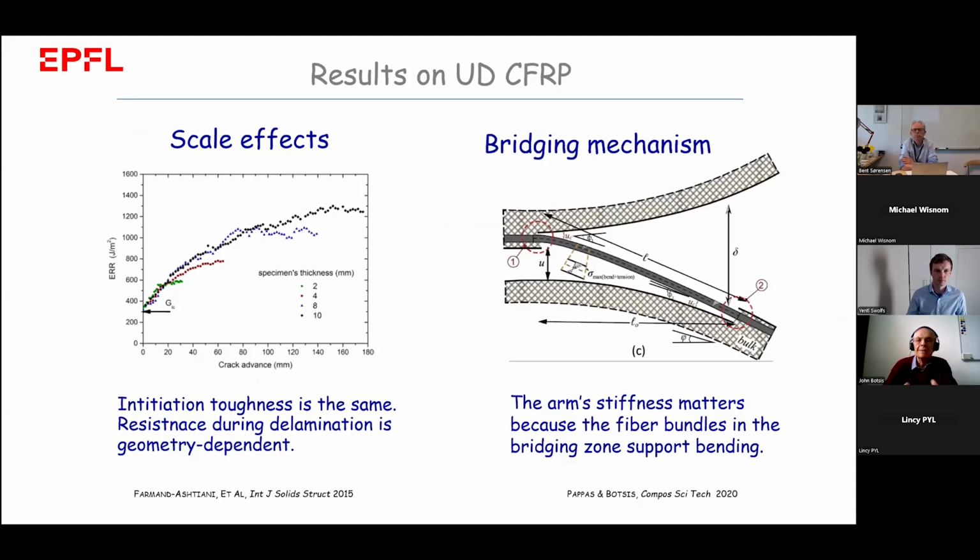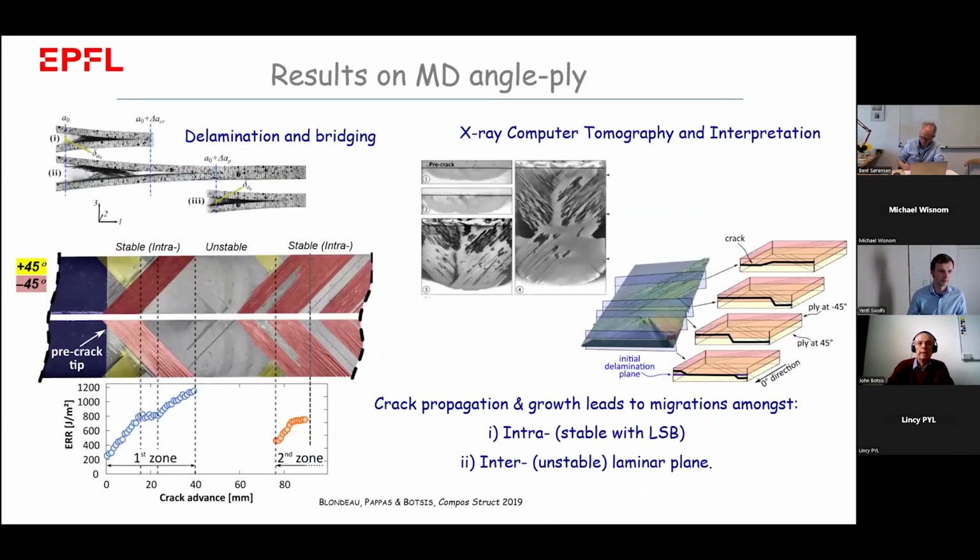What creates the scale effect? The scale effect is created by the fact that the fiber bridging bundles take bending. So this bending interacts with the bending stiffness of the loading arms, creating thus the scale effect. So here, and then I'm going to finish, these are now the results on angle ply.